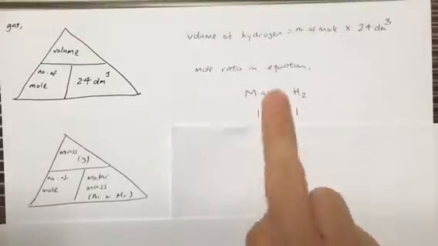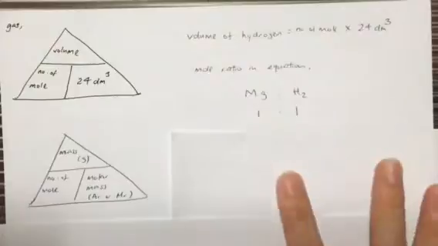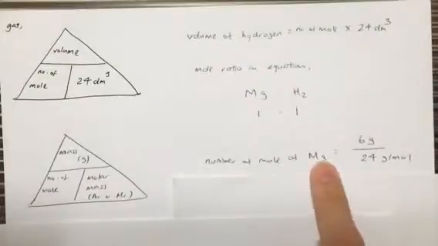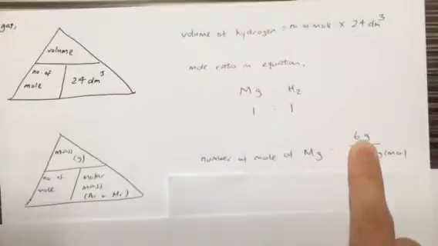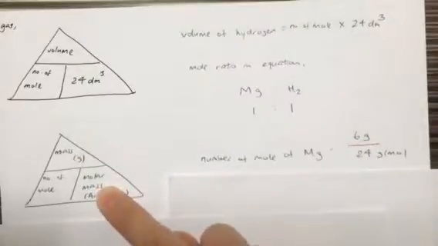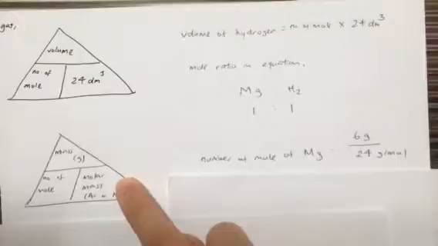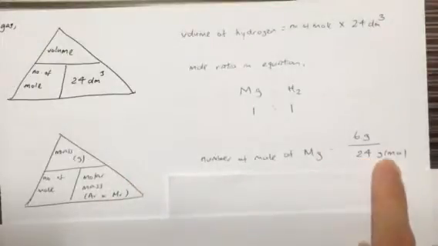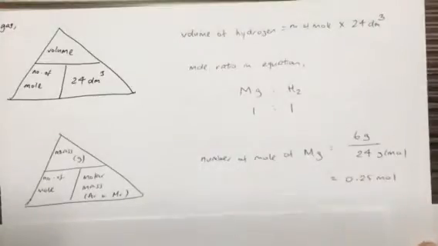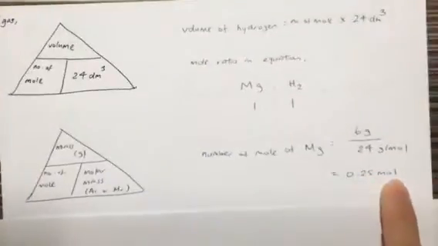Can we find the number of moles of magnesium first? So the number of moles of magnesium is 6 grams, given in the question, divided by the molar mass of magnesium. The molar mass of magnesium, referring to the periodic table, is 24. Molar mass has a unit of gram per mole, so you can write it down if you wish. And that will give us 0.25 moles of magnesium.